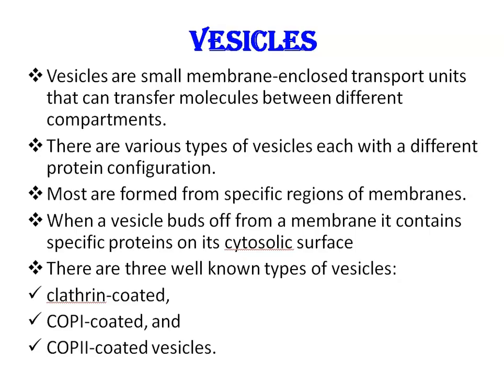There are three well-known types of vesicles. First is clathrin coated, then COP1 coated, and COP2 coated vesicles. Each performs different functions in the cell. For example, clathrin coated vesicles transport substances between the Golgi apparatus and the plasma membrane. COP1 and COP2 coated vesicles are frequently used for transportation between the endoplasmic reticulum and the Golgi apparatus.